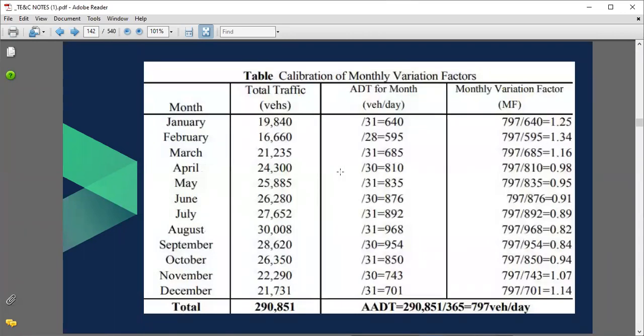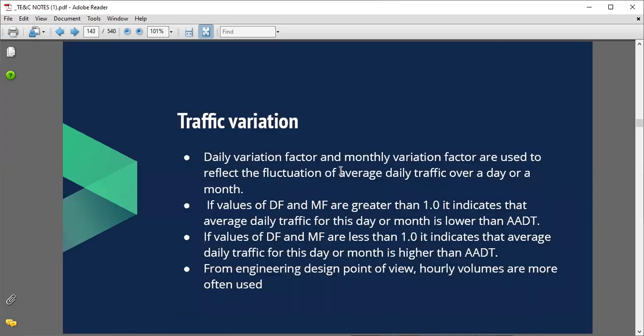That is the calibration example I am giving here of the collection of data for ADT, where they have calculated the monthly factor. Okay, we'll see the traffic variation.